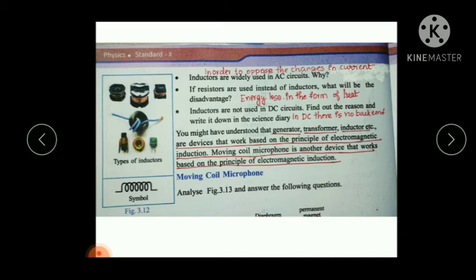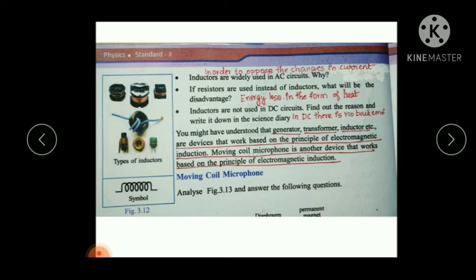If resistors are used instead of inductors, what will be the disadvantage? So we know that resistors are also used in the circuit to reduce the current. So if we use resistors instead of these inductors, what will happen? Yes, a major part of energy will be lost in the form of heat. Therefore, instead of resistors, inductors are used in circuits.